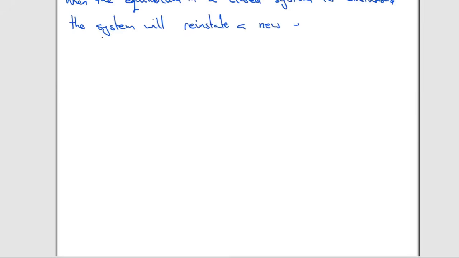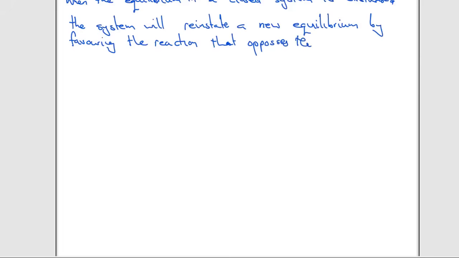So Le Chatelier's principle. Allow me to use this blank page here. When the equilibrium in a closed system is disturbed, the system will reinstate a new equilibrium by favoring the reaction that opposes the disturbance.